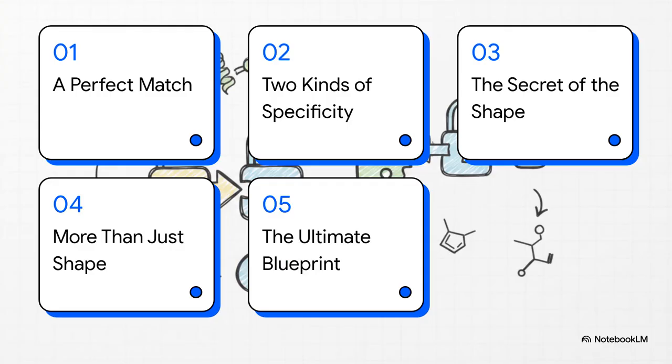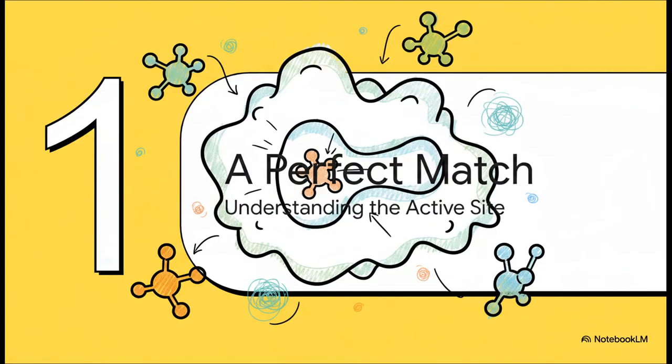Okay, so here's our game plan. First, we'll look at what actually makes that perfect match possible. Then, we're going to find out that specificity actually comes in two different flavors. After that, we'll get into the secret of the enzyme shape, see how it's about way more than just a physical fit, and finally, we'll trace it all the way back to the ultimate blueprint for life itself. Ready? Let's do it. All right, first up, understanding that perfect match.